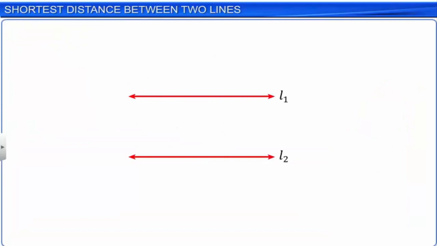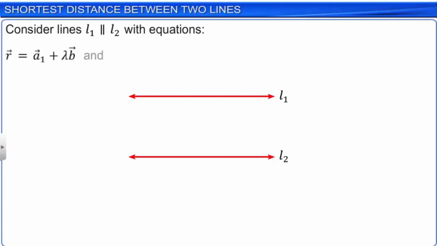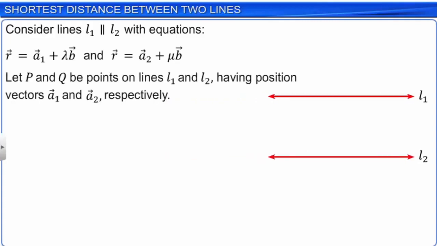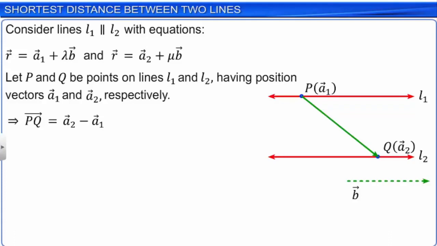Now, let us find the shortest distance between a pair of parallel lines. Consider a pair of parallel lines L1 and L2 represented by the vector equations as shown here. Here, A1 and A2 are the position vectors of points, say P and Q, on lines L1 and L2 respectively. Thus, vector PQ is given by vector A2 minus vector A1. Let this be equation 1.